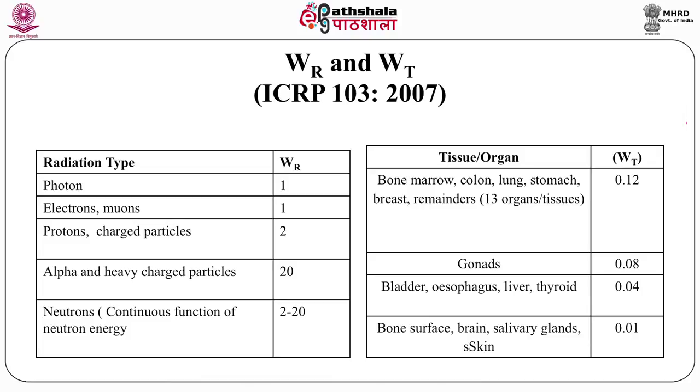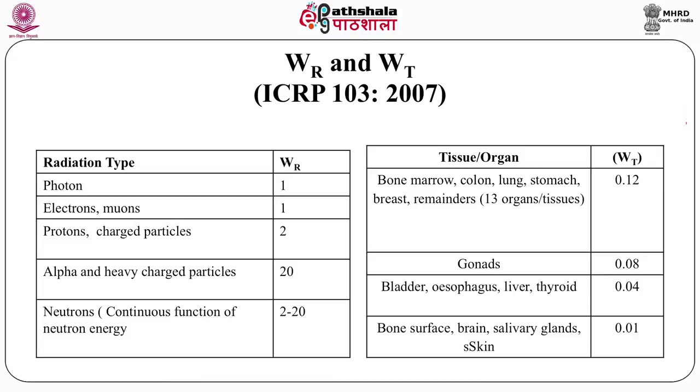Now, coming to tissue weighting factors, what ICRP says: tissues or organs in the body, that is bone marrow, colon, lung, stomach, breast, have been assigned a tissue weighting factor of 0.12. Gonads have been assigned a tissue weighting factor of 0.08, and similarly, bladder, esophagus, liver, thyroid have been assigned a factor of 0.04. Bone surface, brain, salivary gland, and skin have been assigned 0.01 as the tissue weighting factor. So you see the difference. The range for bone marrow at one end, the tissue weighting factor is 0.12, and for skin at the other end, it is 0.01. So that is the sensitivity of these two tissues as far as harm to the body is concerned from radiation.